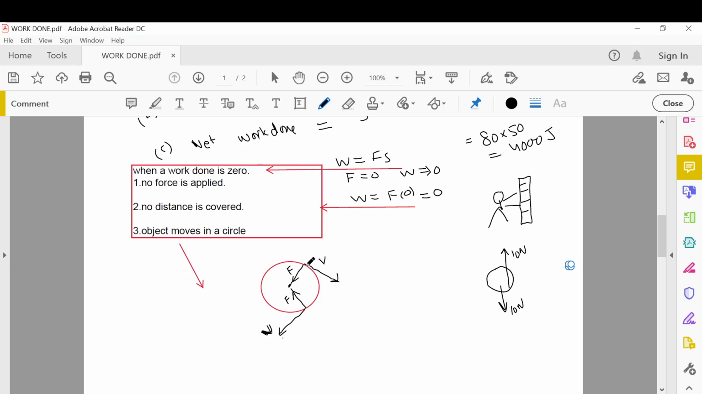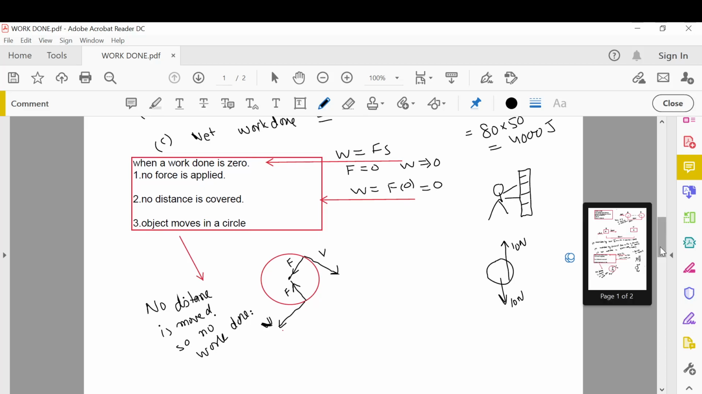Now why is the work done zero? Because the distance moved in a circular way is not in the direction of force. Work done says that the displacement moved must be in the direction of force. So we say that no distance is moved in the direction of force, so no work done. So this is our discussion with work done.